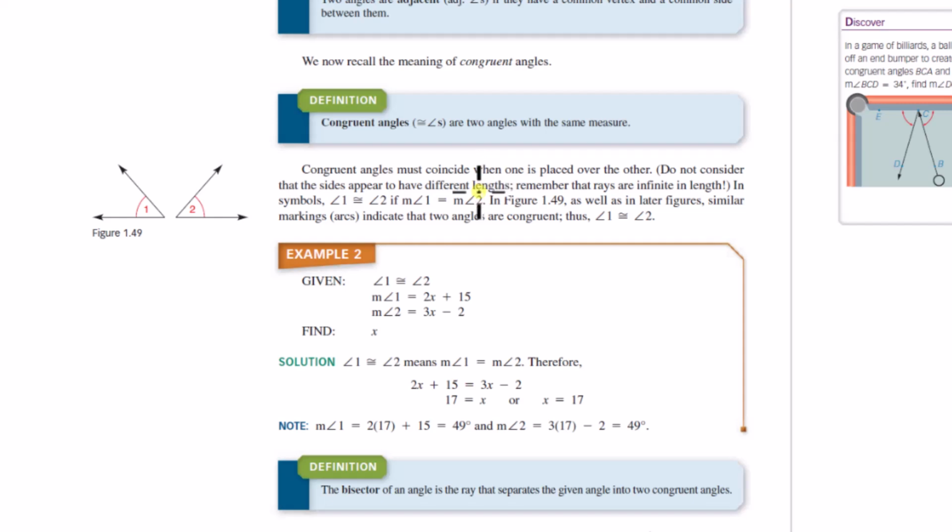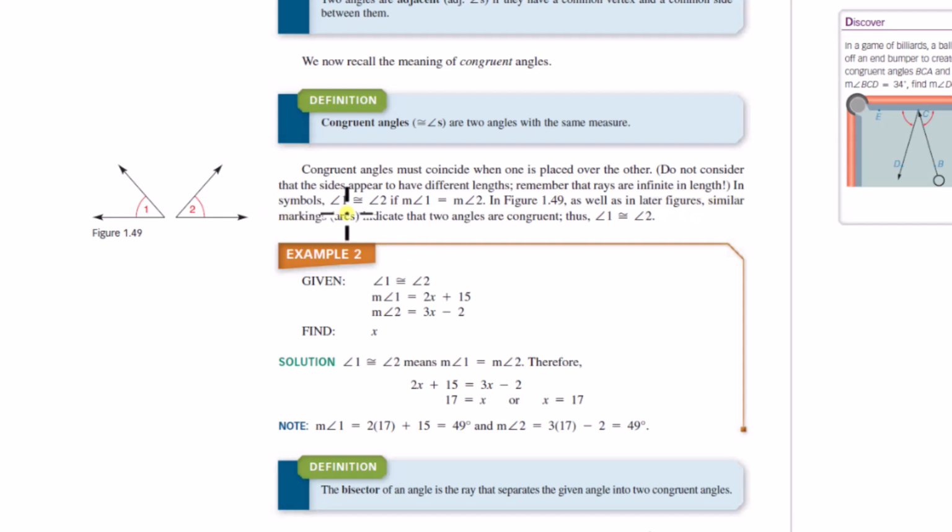Because for the definition of an angle, the side lengths don't matter. They're talking about rays, right? For the official definition of angle, the sides are rays. Rays don't have a length. There's no length of a ray, just like there's no length of a line. So that tells you the side lengths don't matter when you're dealing with angles, only the orientation of the sides. Remember that rays are infinite in length.